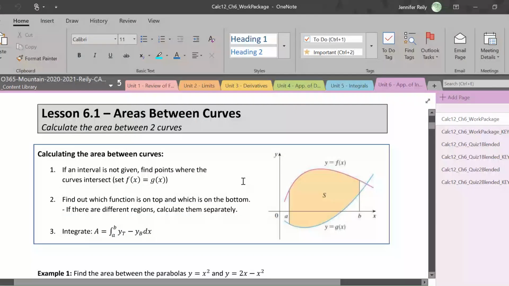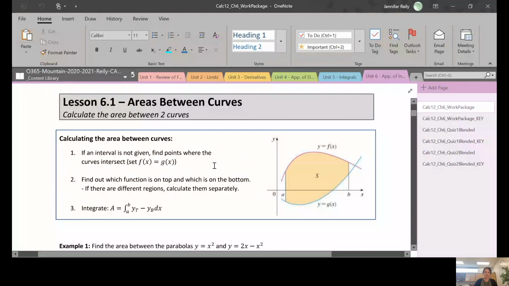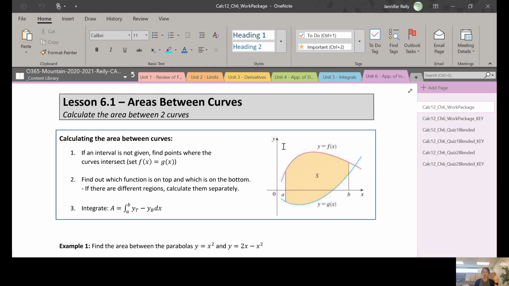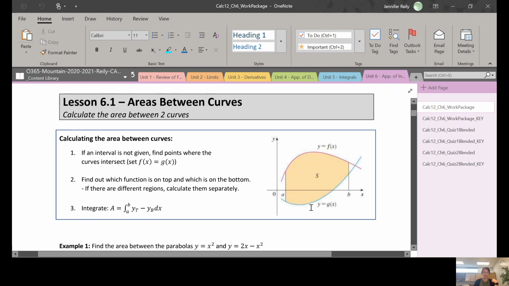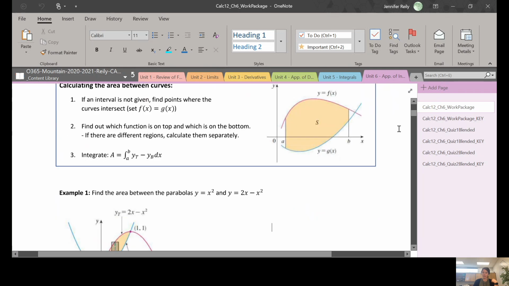Hi everyone, this is a video to go over lesson 6.1, which is on areas between curves. So this unit is going to be applications of integrals, using what we learned from last unit on how to solve integrals in order to do some applications, mostly on area and volume. So today's application is area, and we're going to be calculating the area between two curves.